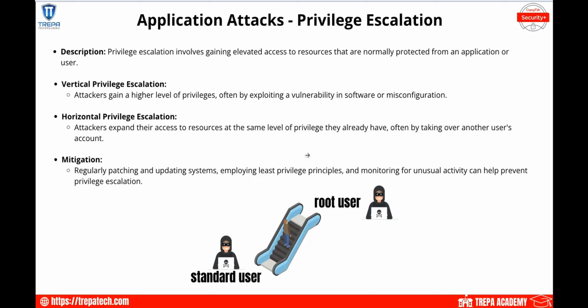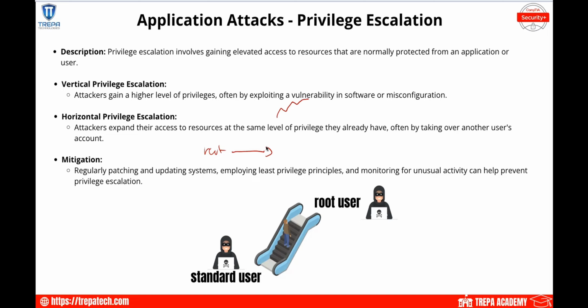So we have vertical privilege escalation. This is where attackers gain a higher level of privileges, often by exploiting a vulnerability in software or misconfiguration of a device. We have horizontal, where attackers expand their access to resources at the same level of privilege they already have. So this is like taking over another user account, okay? So with vertical, you can kind of imagine this as going up the escalator, right? From a standard user to our root user. With horizontal, maybe we already have root user and we're just kind of moving laterally, right? Or we're using or stealing another credential with the same level of privilege we already had.